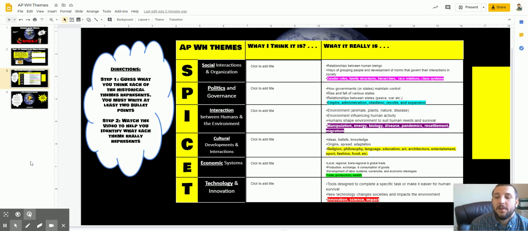After you have this graphic organizer filled out, turn to the next slide, go to your Edpuzzle, and make sure you turn in this Google slide through Google Classroom to receive the credit for this half of the assignment.